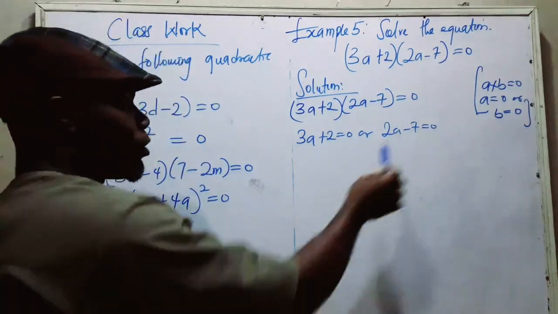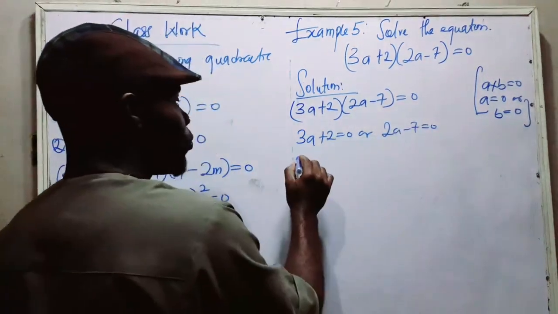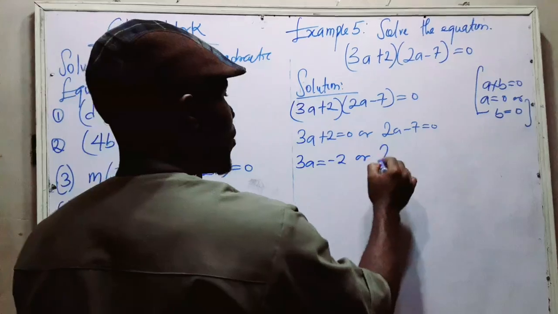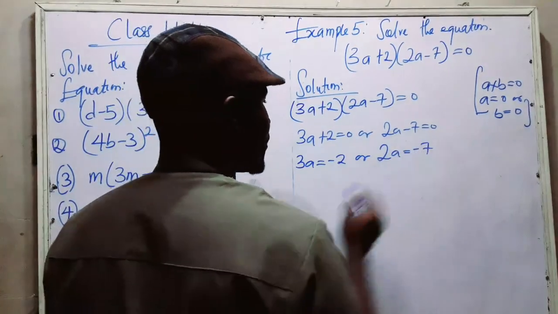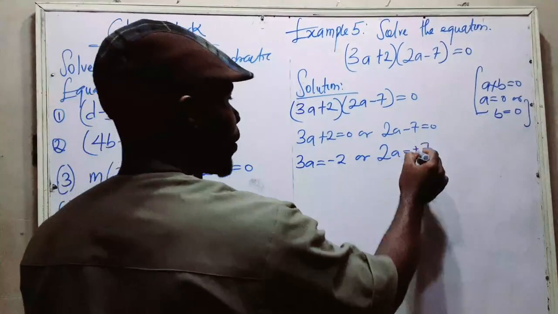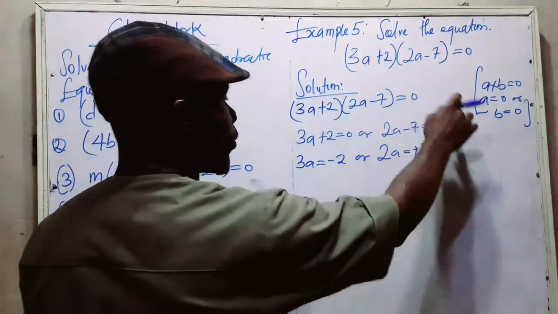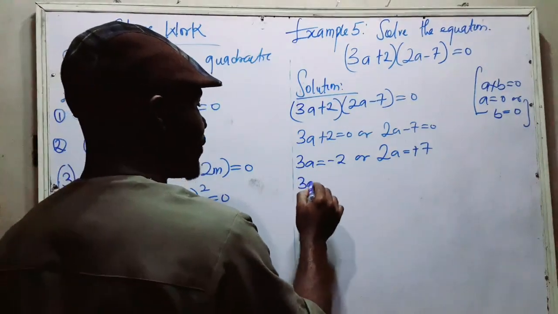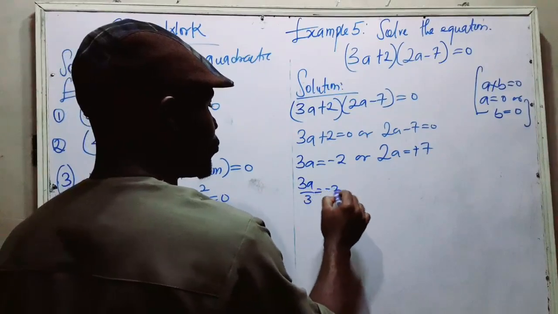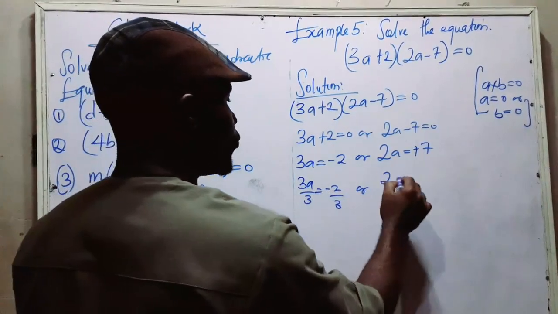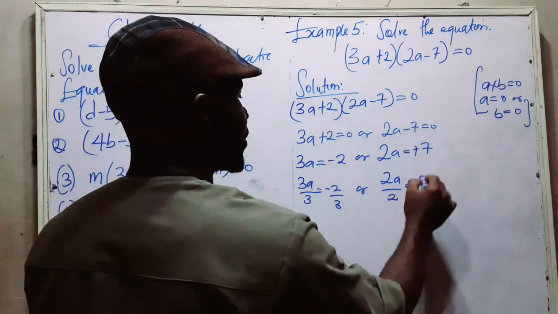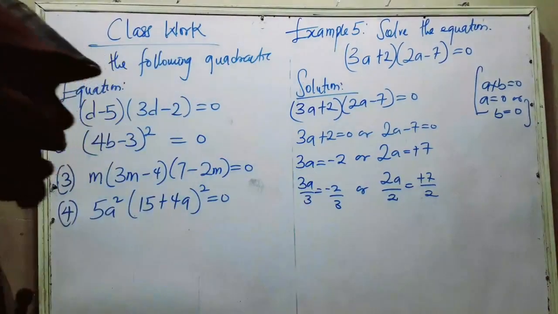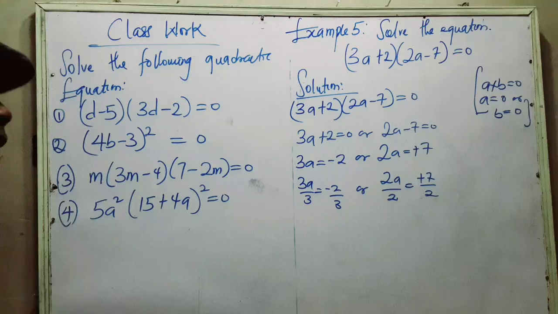Now, according to our rules, which we have been using, you make a the subject. 3a as the subject of the formula is equal to minus 2, and 2a is equal to plus 7, because plus 2 and minus 7 cross to the other side. By dividing both sides by 3, we have 3a over 3 is equal to minus 2 over 3, or 2a over 2 is equal to plus 7 over 2. That is how to make a the subject of the formula.